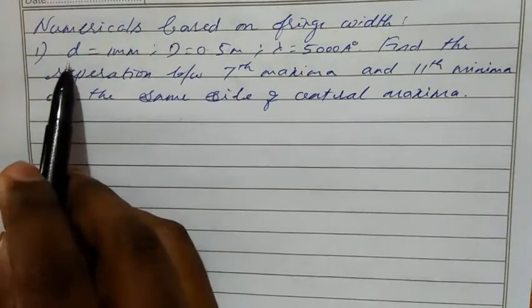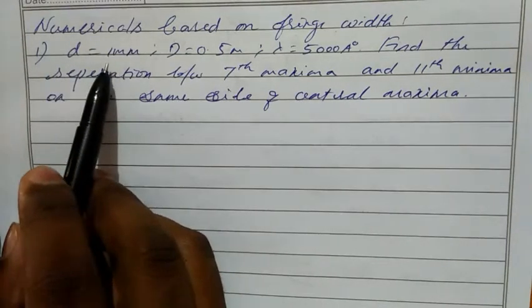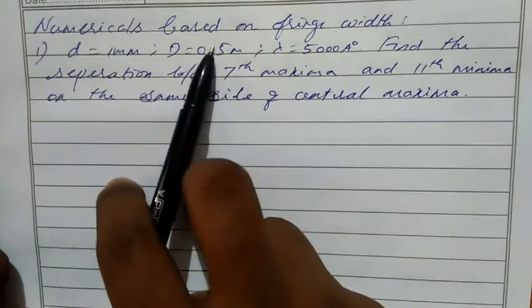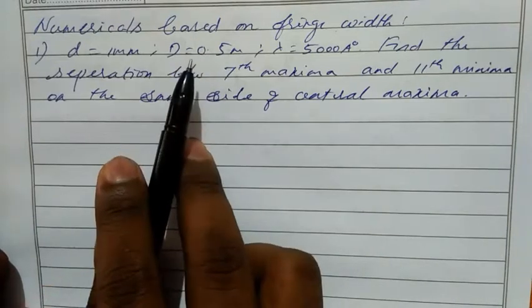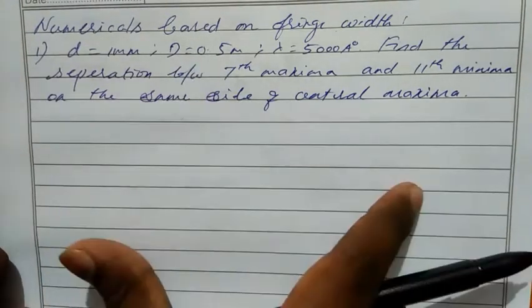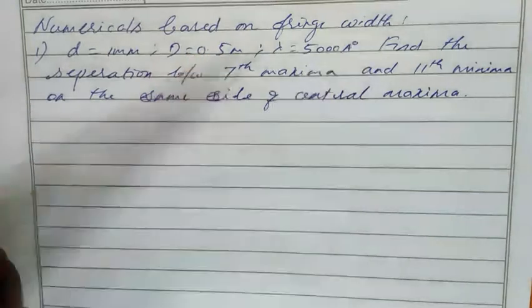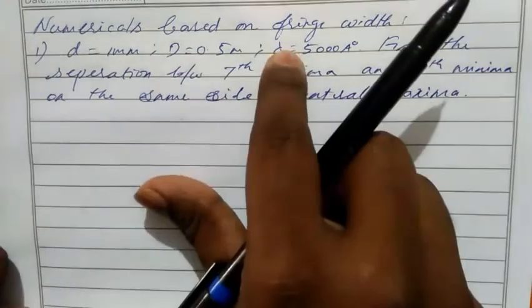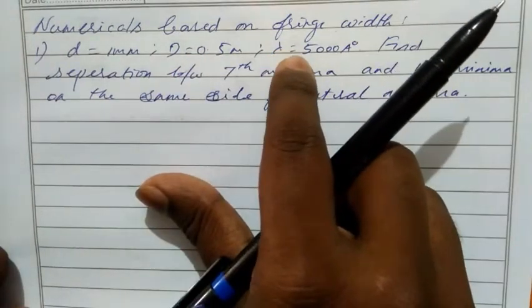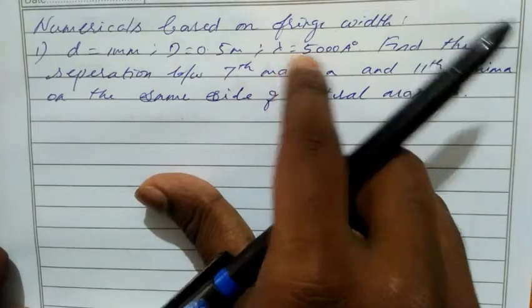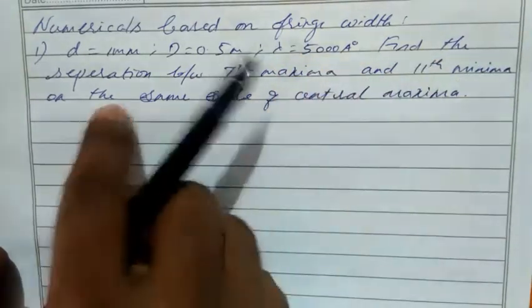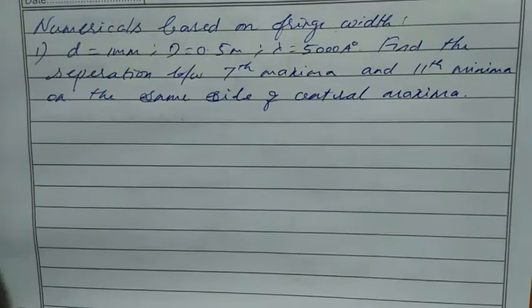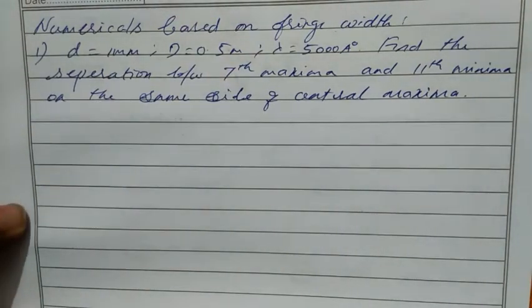The first problem: d is given as 1 mm, the distance between two slits. Then capital D, the distance between the slits and the screen, is given as 0.5 meter. Then lambda, the wavelength of the monochromatic source, that light wavelength, is 5000 angstrom. Find the separation between the 7th maxima and the 11th minima on the same side of the central maxima.